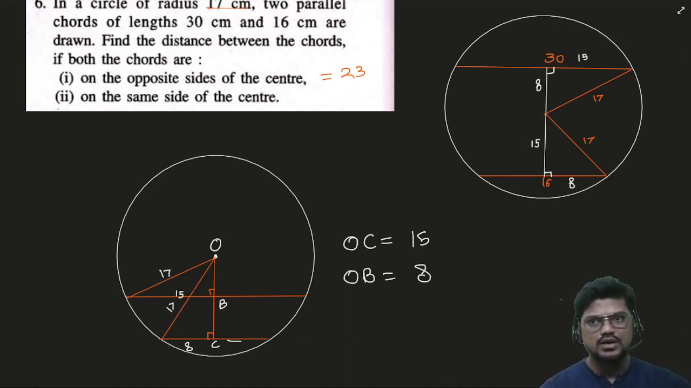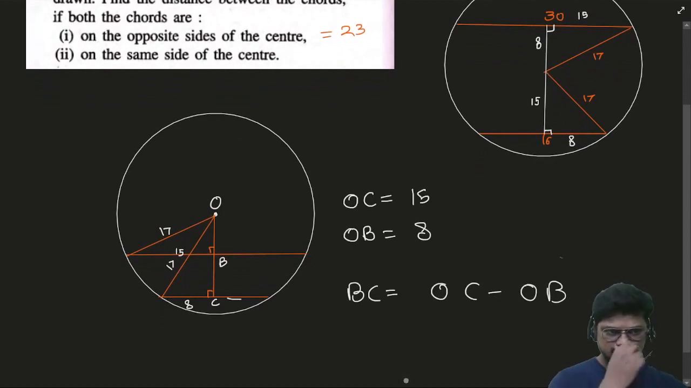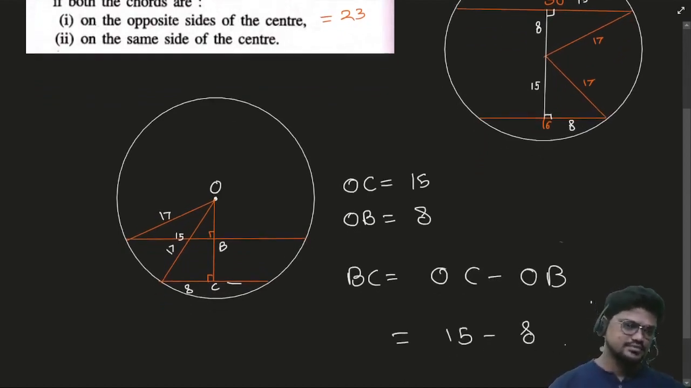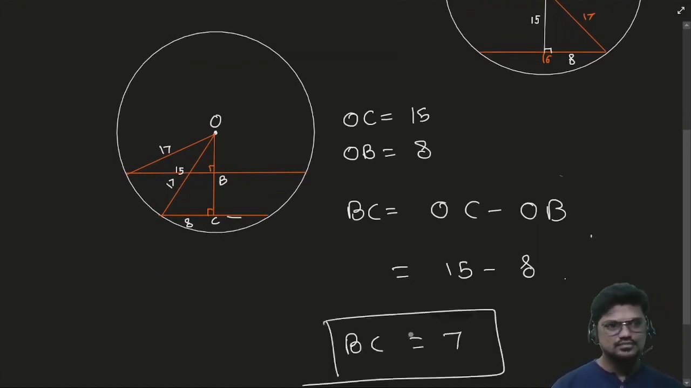Yes, sir. Okay. And what we need to find is the distance between the two chords, that is BC. So if I want BC, the value of BC will be OC minus OB. Yes or no? Yes. The value of OC is 15 and the value of OB is 8. So the answer is 7. Now is that clear? Yes, sir. Okay, that's it.